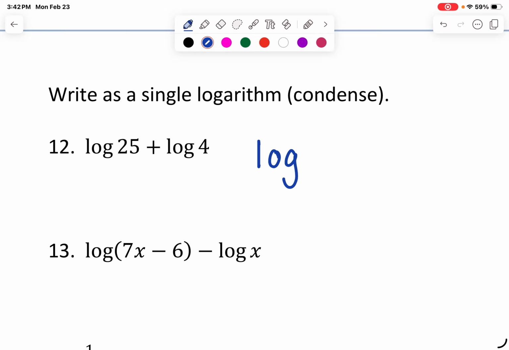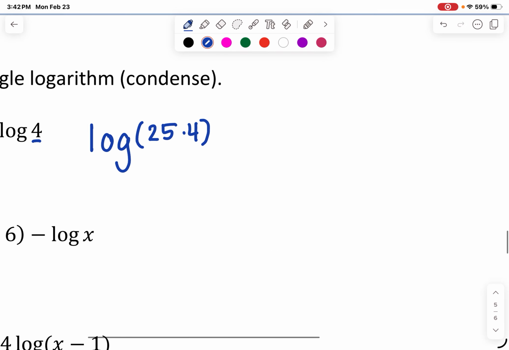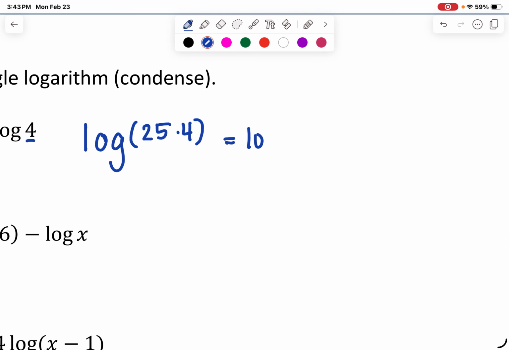All right, so then you look and you say, I'm going to condense this. This is addition, which turns to multiplying the arguments. So you're going to multiply your arguments. And then that is common log of 100, which if you couldn't evaluate it, you'd be done. But since we can evaluate it, this is asking us 10 to what power gives us 100, which is 2.